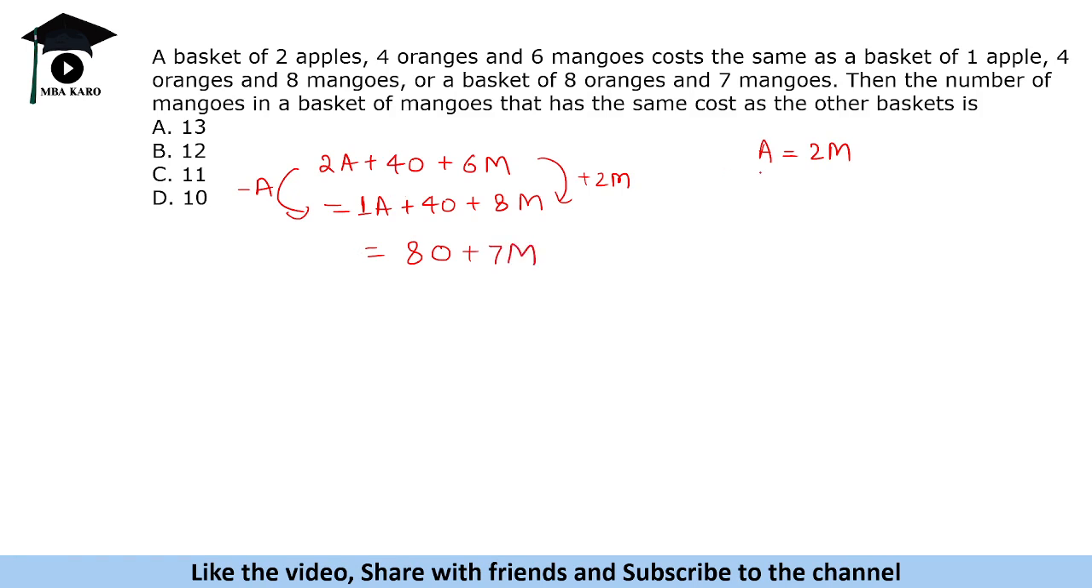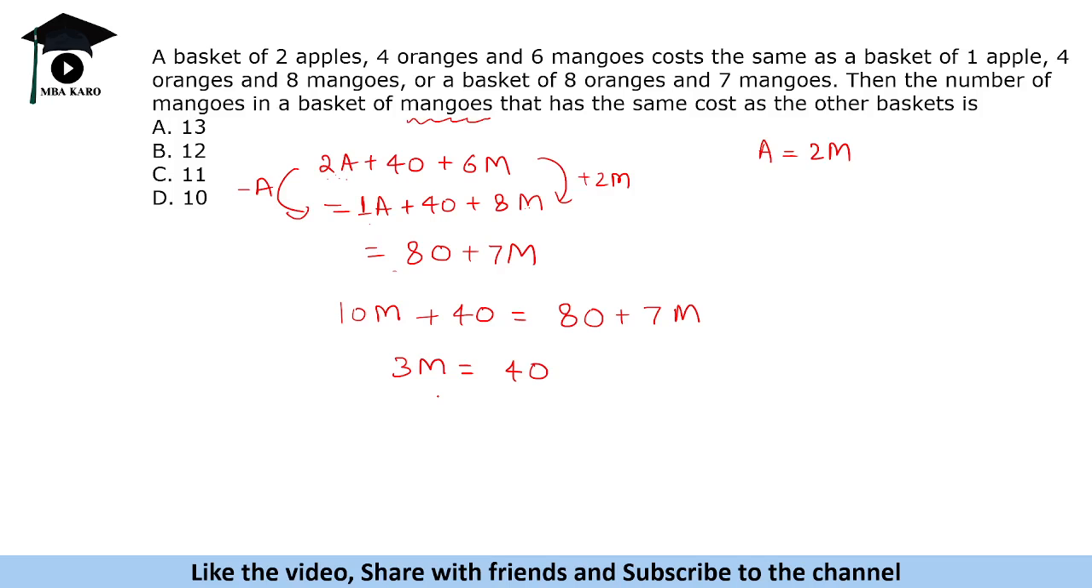Now what we will do is substitute apple with mangoes, because eventually we have to find for mangoes. So 1 apple plus 8 mangoes, that is 10 mangoes, plus 4 oranges. If you substitute here also, that will make the same thing: 4 apples will be 4 mangoes, 4 plus 6, 10 mangoes, plus 4 oranges. The price is the same as 8 oranges plus 7 mangoes. So if we bring it here, we see that 3 mangoes is equal to 4 oranges.